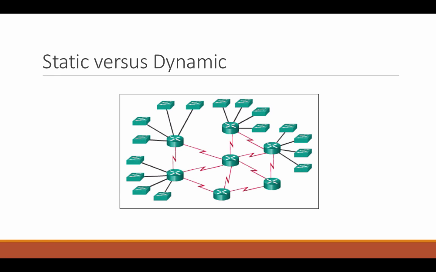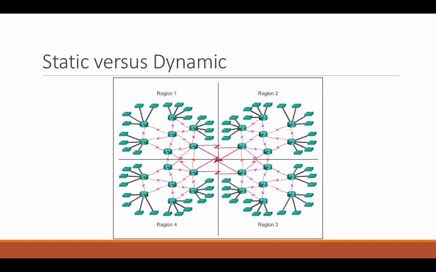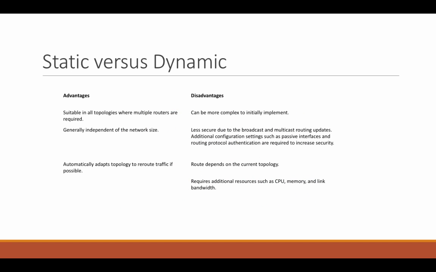And then what if a company grew? It now has 4 regions that are exactly the same and has 28 routers to manage. What happens if a link goes down, and how do you ensure that redundant paths are available? Well, you can't in that kind of scenario, but you can with some other kind of routing protocol. So the advantage of a dynamic routing protocol is that it's suitable on all topologies where multiple routers are required. It's generally independent of the network size and automatically adapts topology to reroute traffic if possible.